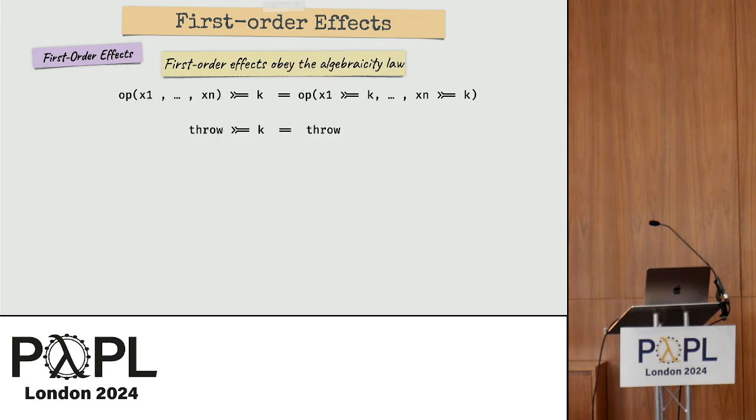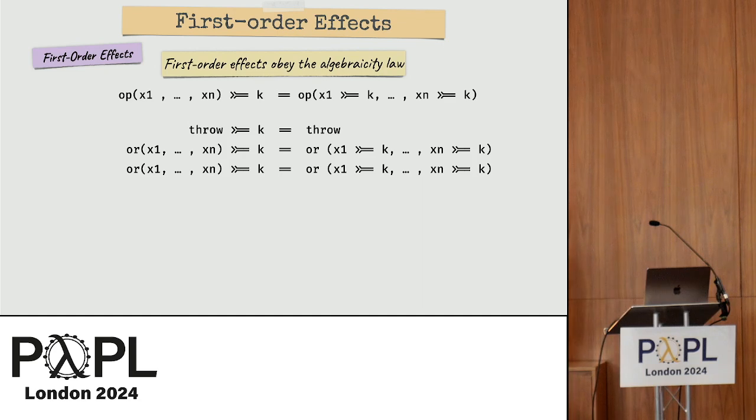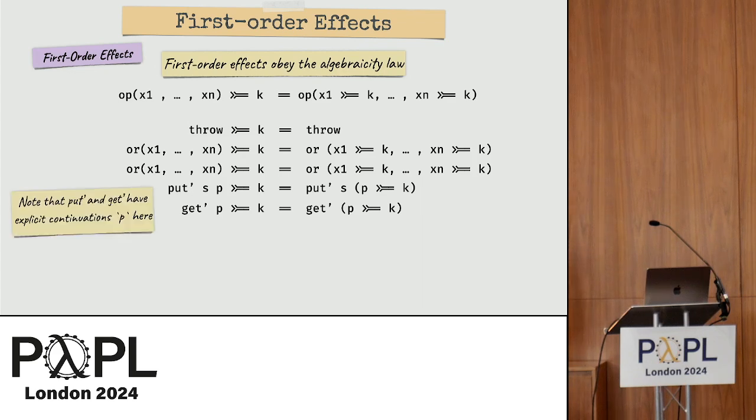So for example, if you throw followed by k, that's the same as throw, because throw destroys the rest of your program. If you have or, which is like a non-deterministic choice between n different programs and then continue with k, that's the same as having or, where each one of those programs is continued with k. If you have put, which continues with p and then by k, that's the same as continuing in the p parameter, and with get, it's the same idea. So note that this is a slightly different rendition of put and get, the ones I had earlier on, where I'm explicitly telling you which program continues after these things. And that's the key insight to why these things are algebraic in the first place.